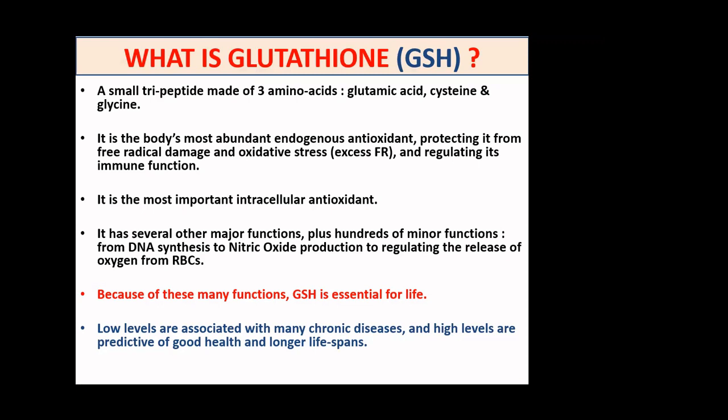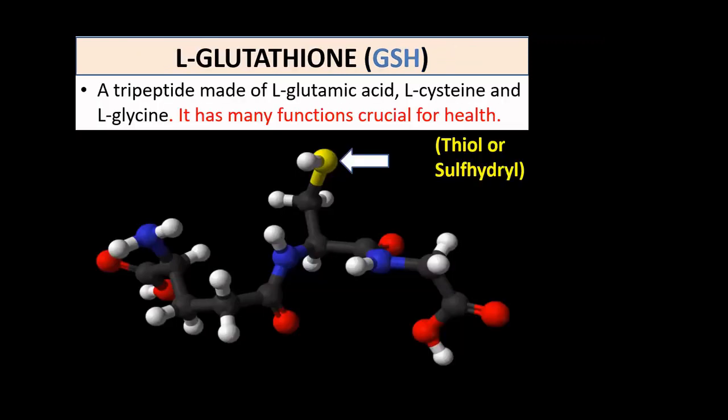It has several other major functions, plus hundreds of minor functions, from DNA synthesis to nitric oxide production to regulating the release of oxygen from red blood cells. And because of these many functions, glutathione is essential for life. Low levels are associated with many chronic diseases, and high levels are predictive of good health and longer lifespan.